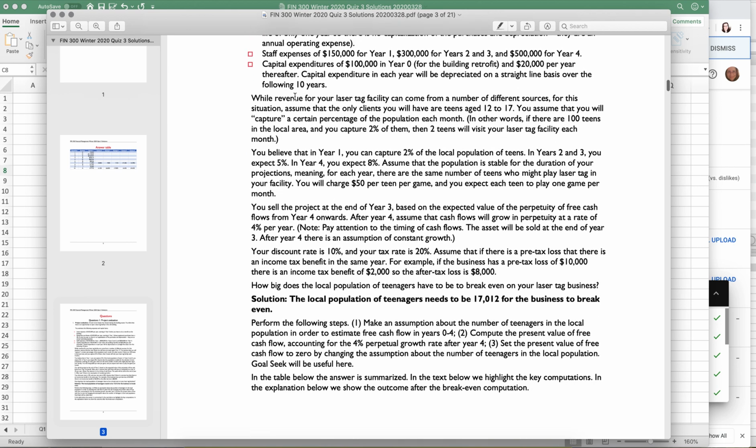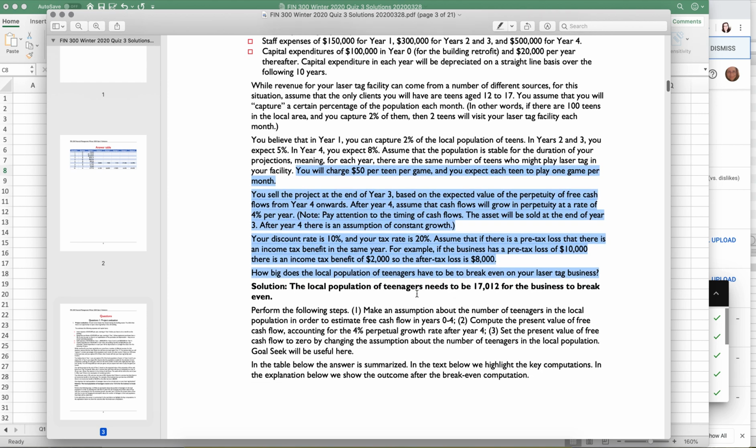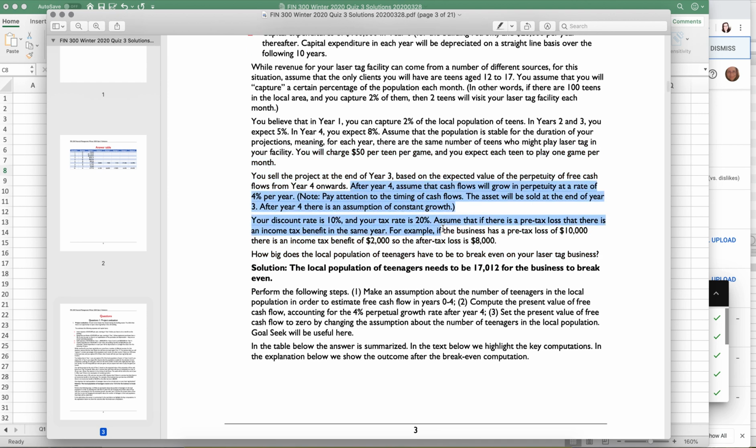We also have potentially this revenue source where we have local teens that want to come play. That's going to be our only revenue source. We make some assumption about how many of those we can quote unquote capture. And then we believe that in year 1 we have a certain percent we can capture, etc. We have some rate that we can charge per game. And then I'm going to sell at the end of year 3. And I have some note about the timing of the sale. We have a discount rate, a tax rate, and we go from there.